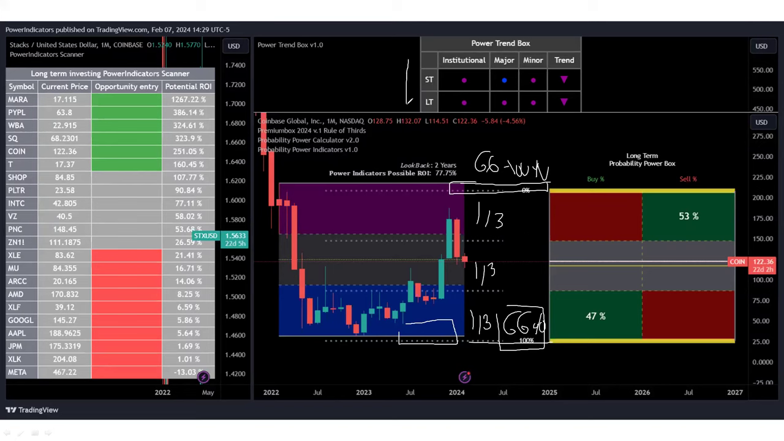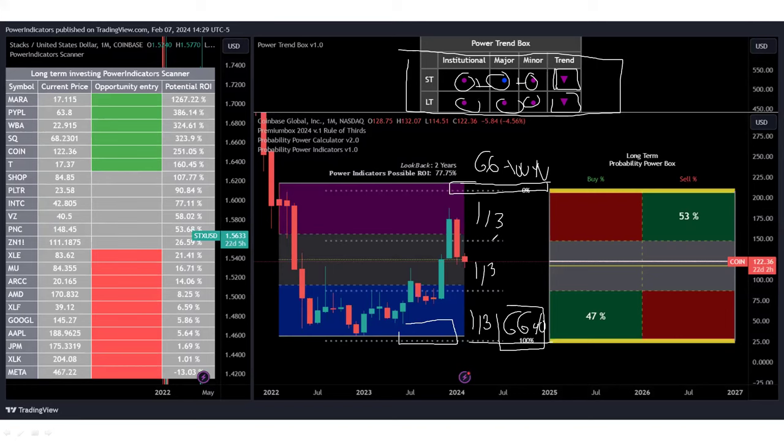We have the probability power indicator here. And this is the net buyer, net seller from the institution. So institutional net buyers, major retail block, minor retail block. When this one plus this one plus this one align, there's an algorithm that brings a total of up or down pressure. Same for the long term: up pressure, up pressure, up pressure.